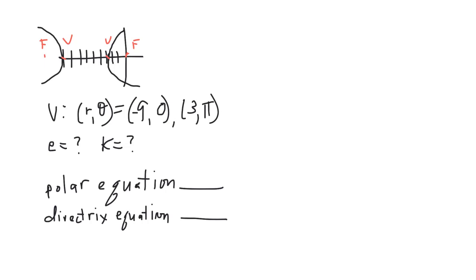In the second example problem, it's kind of the opposite of the one we just did. Now we have the sketch, and we know the vertex points. What we don't know is the e or the k value. Can we write a polar equation, or can we as well write the directrix equation for this sketch?